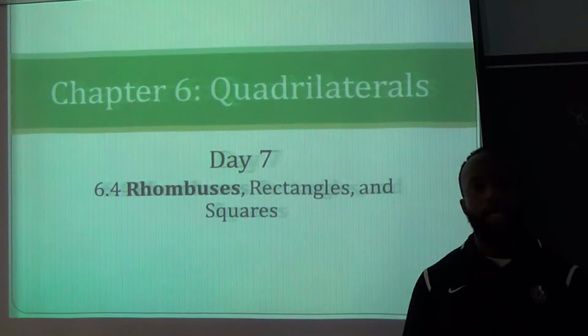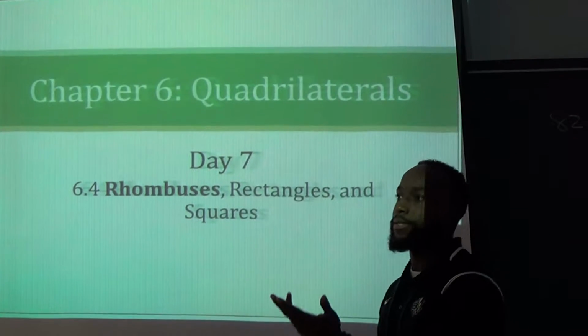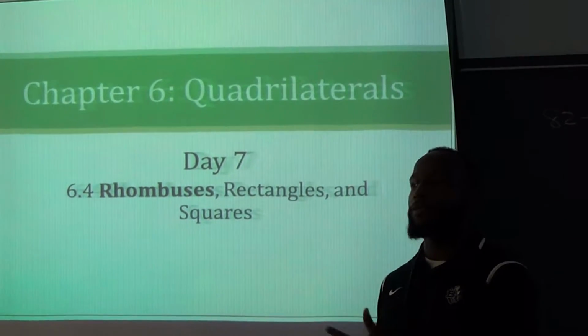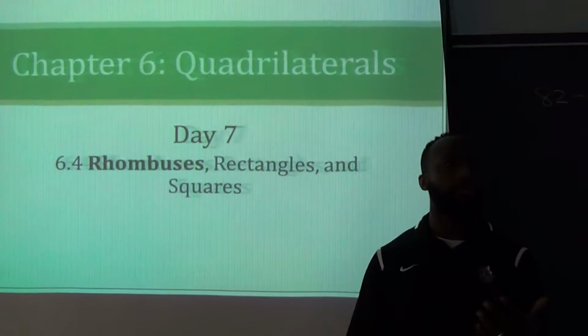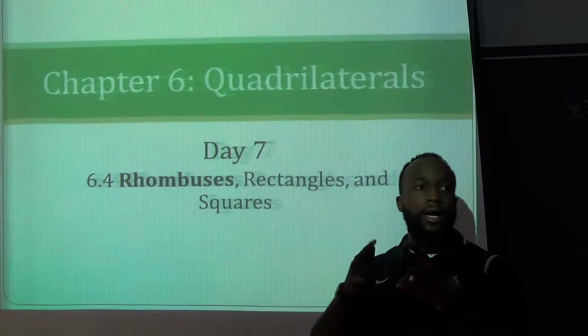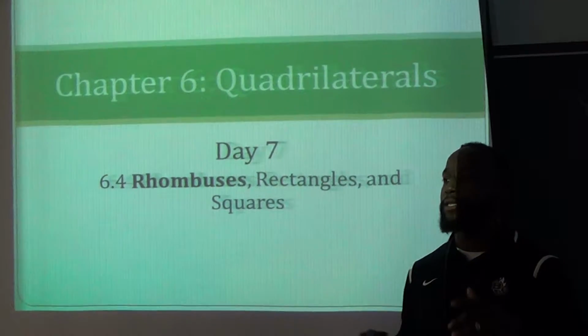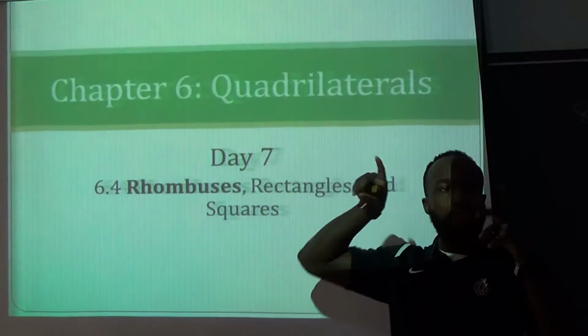Today we're going to talk about a particular type of parallelogram. It's called a rhombus. We spent the last couple of days talking about parallelograms, and the special things about quadrilaterals that made them parallelograms. For instance, a parallelogram had opposite sides being congruent. We had two pairs of parallel lines, and we had the opposite angles being congruent.